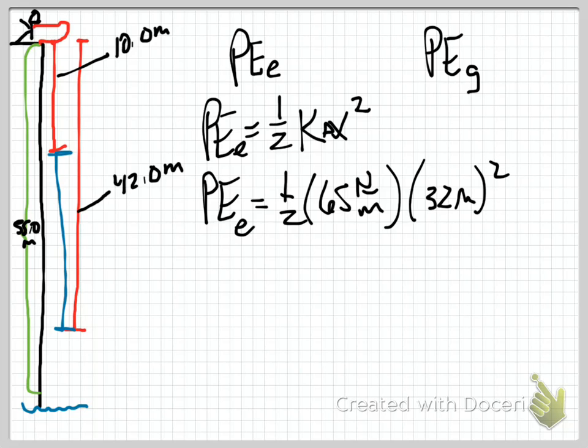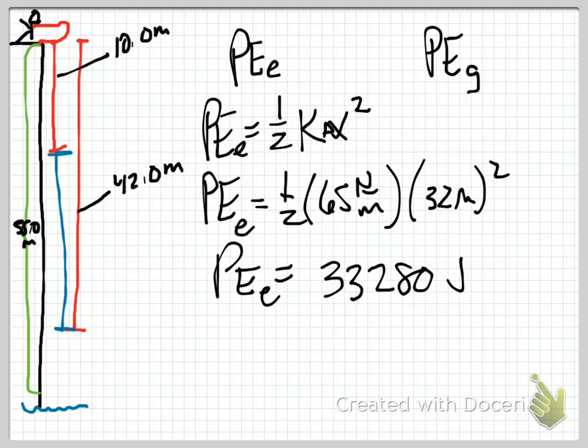So you get a potential energy elastic of 33,280 joules. And that would be in the upward direction. We'll look at where that plays in, and we'll revisit the sample problem your book had. I was really impressed with the way some of you handled that.